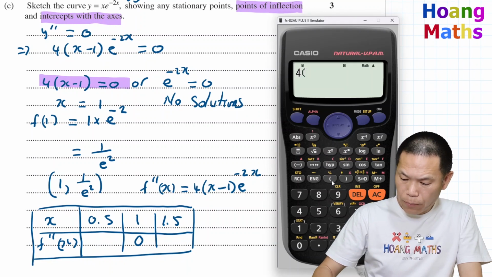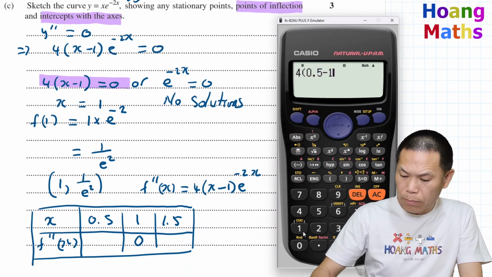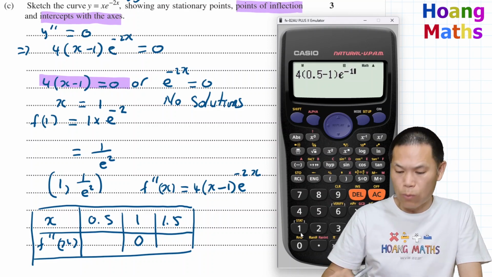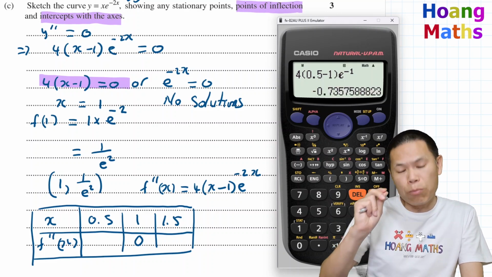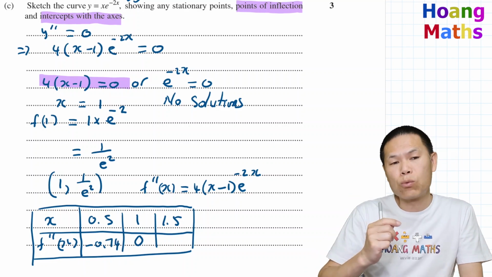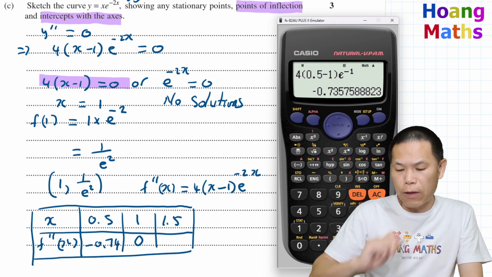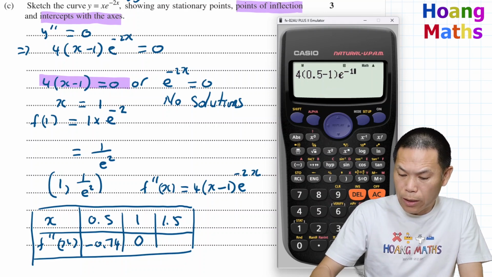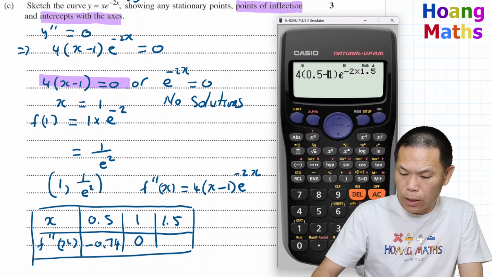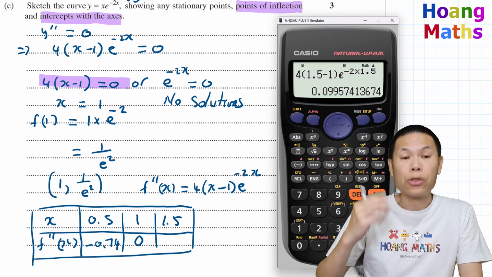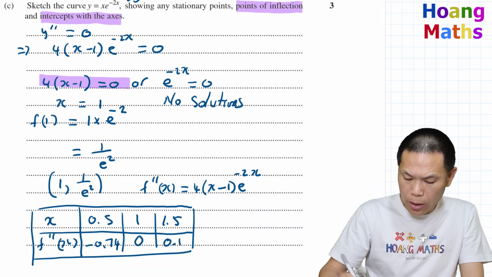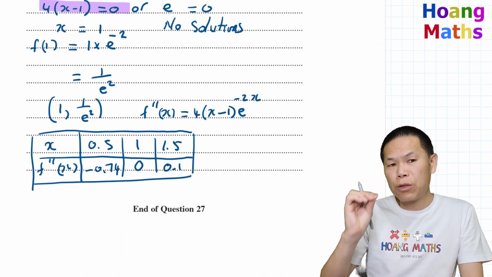4 brackets 0.5 minus 1 brackets, times e to the negative 1, because 2 times a half is 1. So there you go, negative 0.74. And when x is 1.5, I just change the value from 0.5 to 1.5. So quicker. That means 2 times 1.5, and I need to change this one here to 1.5. So there you go, 0.099 and so on. Just go 0.1, we do. There you go. So negative, 0, and positive.